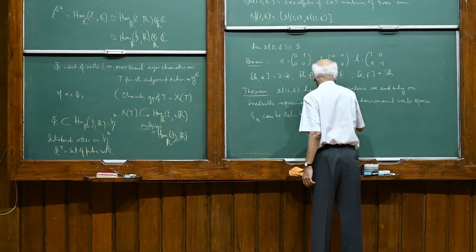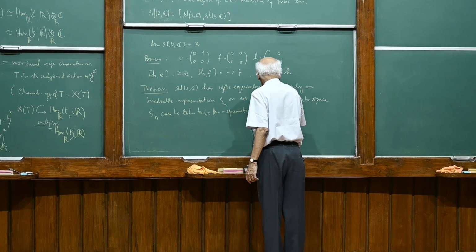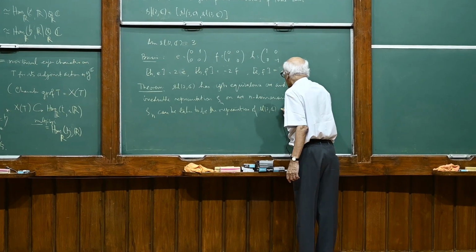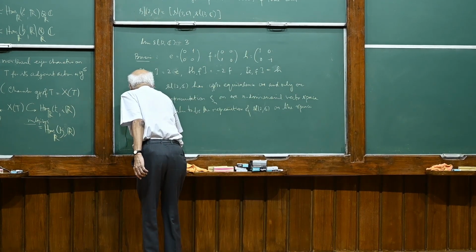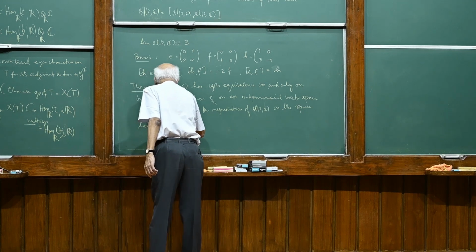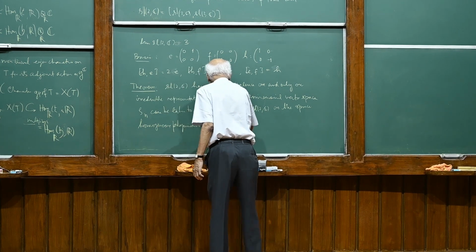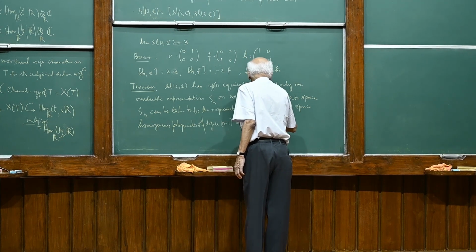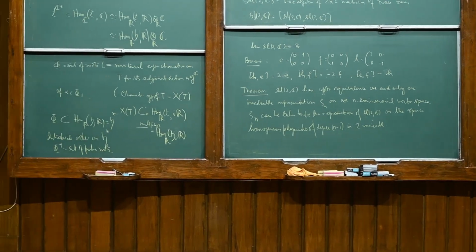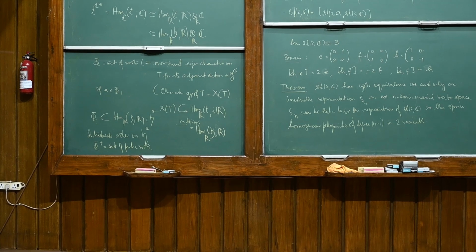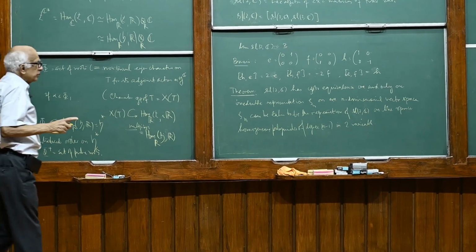to be the representation of SL2C on the space of homogeneous polynomials of degree n minus 1 in two variables. What do I mean by this? The Lie algebra sl2C acts on the two-dimensional vector space, namely C2 acts on C2, and therefore it acts on polynomials on C2. Take any polynomial on C2, the Lie algebra can be made to act on that. You have to be a little careful about this.